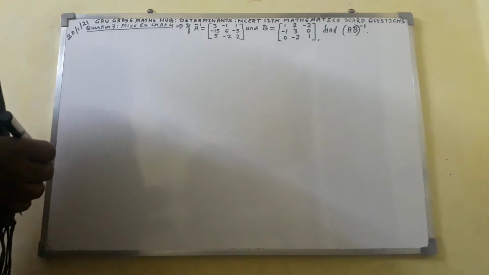Question: if A inverse equals the matrix with first row 3, -1, 1, second row -15, 6, -5, third row 5, -2, 2, and matrix B equals first row 1, 2, -2, second row -1, 3, 0, third row 0, -2, 1, find (AB) whole inverse. This is the question about which I am going to discuss here.